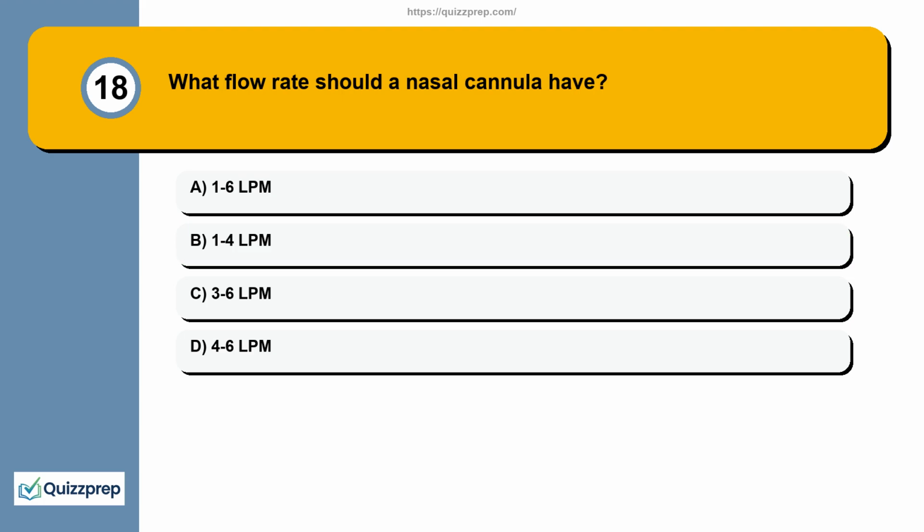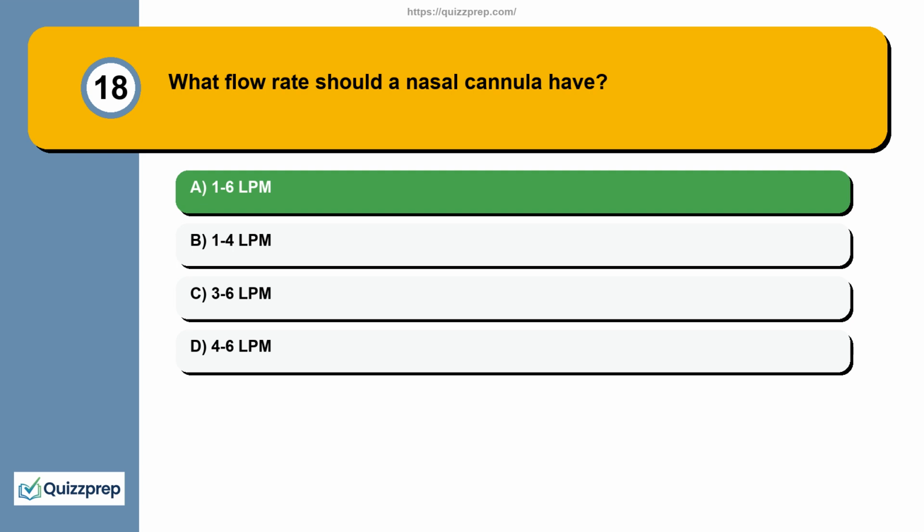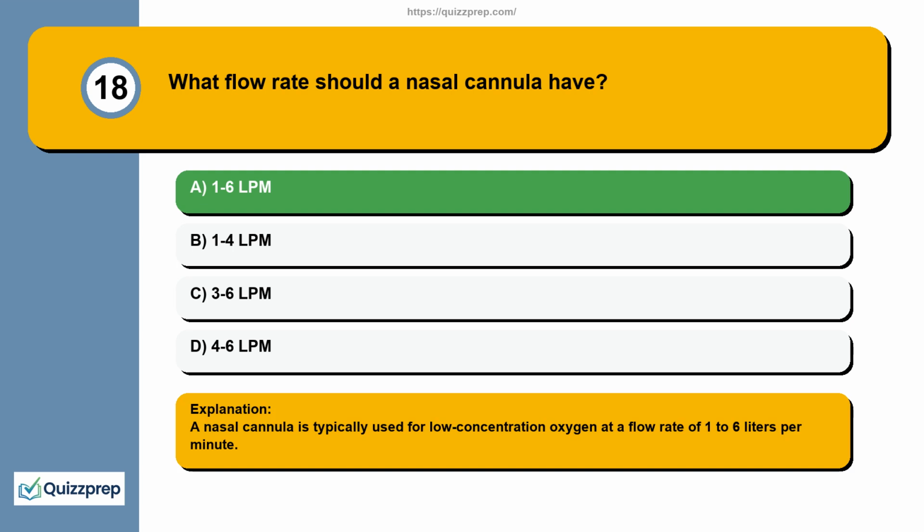Question 18. What flow rate should a nasal cannula have? 1 to 6 lpm, 1 to 4 lpm, 3 to 6 lpm, 4 to 6 lpm. A nasal cannula is typically used for low-concentration oxygen at a flow rate of 1 to 6 liters per minute.